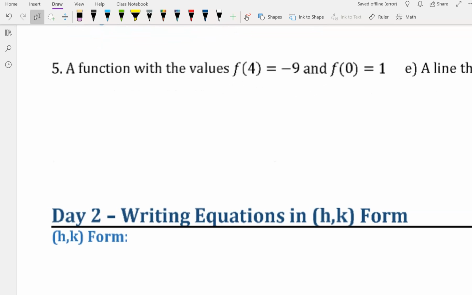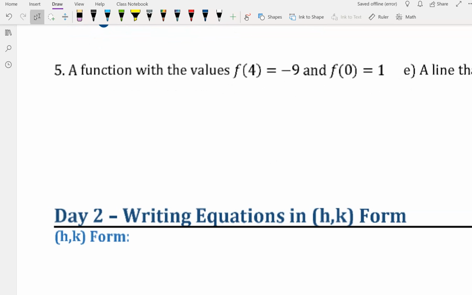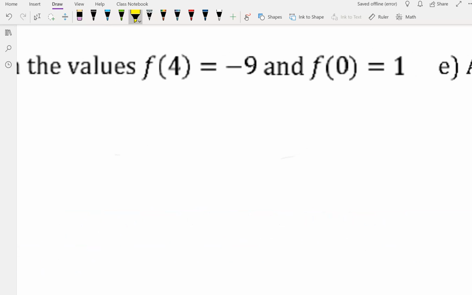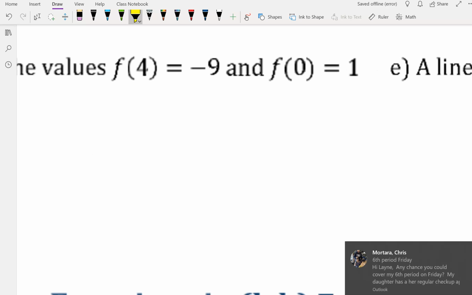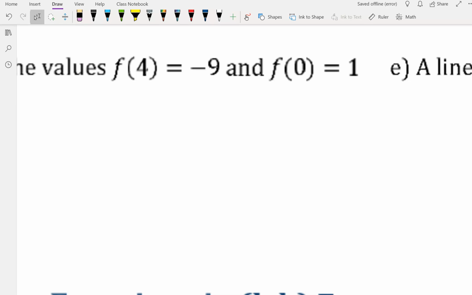All right, just a couple more. A function with the values f of 4 equals -9 and f of 0 equals 1. So this is kind of an interesting notation. We probably haven't really talked much about function notation. But what this means here is we're plugging 4 in for the x value, and we're getting -9 out as the answer for our y value.